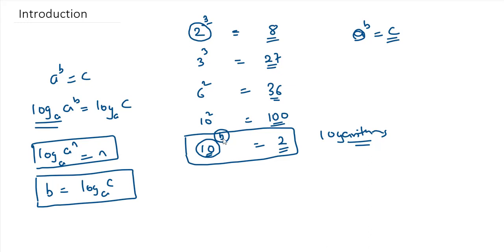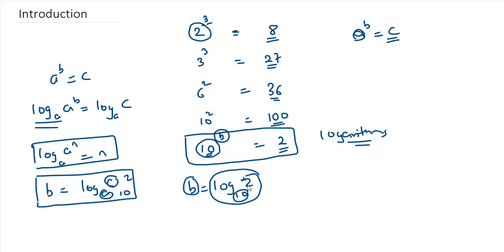So in order to find the value of b, we'll have to make use of log c to the base a. So c in this case is 2 and a in this case is 10. So b will be equal to log 2 to the base 10. So by finding the value of log 2 to the base 10, we'll get the answer for b. That is, how many times we need to multiply 10 with itself to get the value 2.